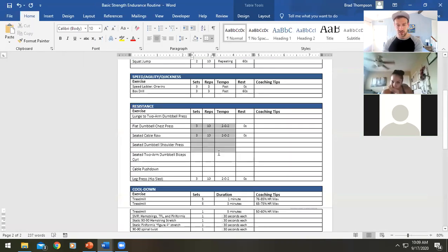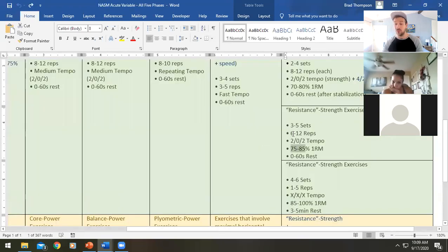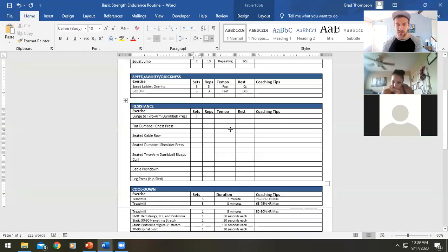So let's do that, shall we? Let's go with, it's supposed to be 3 to 5 sets. Let's go with 4 sets. And we're gonna go with 8 reps. And let's go with a 202 tempo.